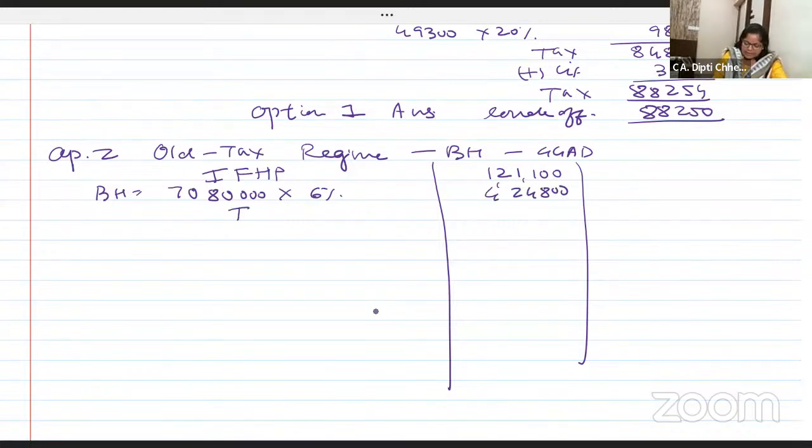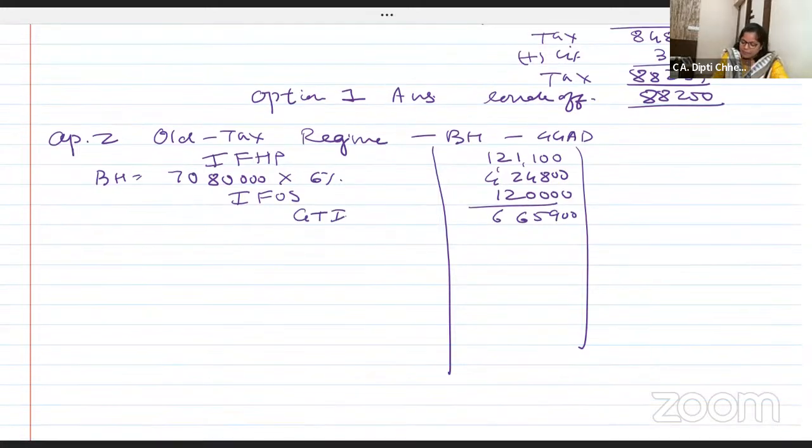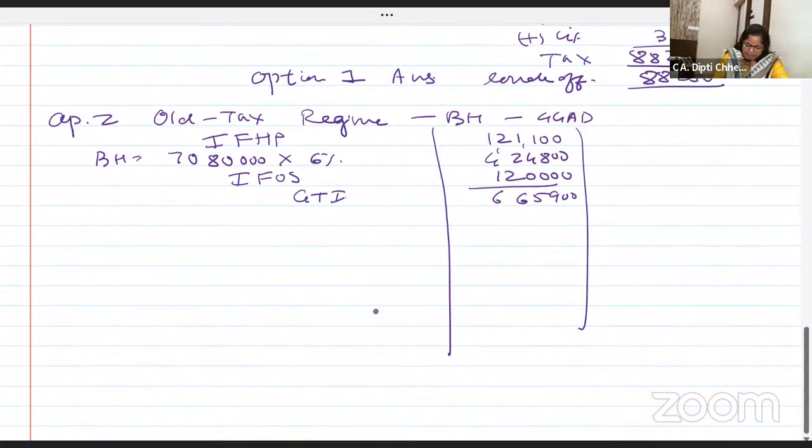420,800 as the business income. Income from other sources, furniture का rent तो fix है 120. So now we are getting gross total income in the old tax regime, with presumptive taxation. Okay? Yeah, read the question paper. Any doubt you have, you can ask.